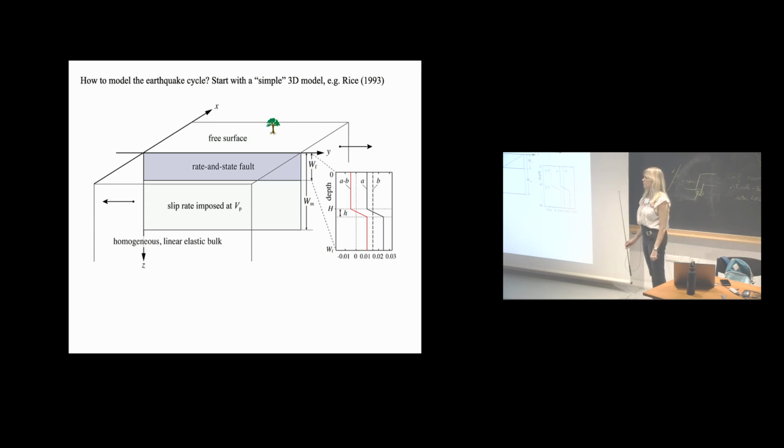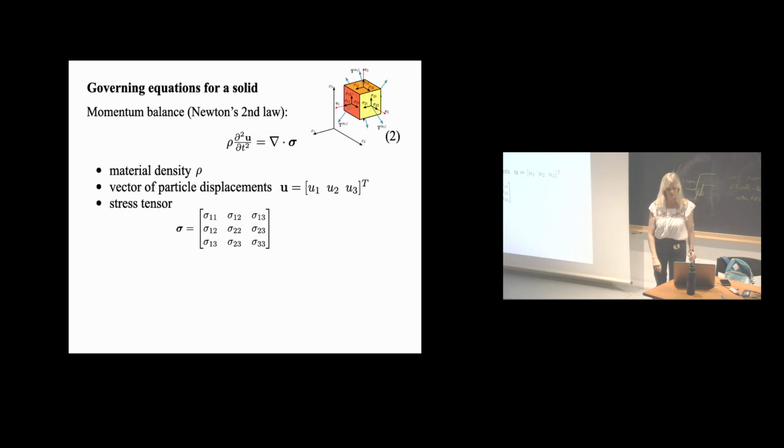So how do you model the earthquake cycle? Well, you can start simply with, for example, this 3D model from Rice 1993, where you have a vertical strike-slip fault embedded in a homogeneous linear elastic medium. You have a free surface up here. You have some slip rate imposed at depth and a rate and state fault up here with variable frictional properties.